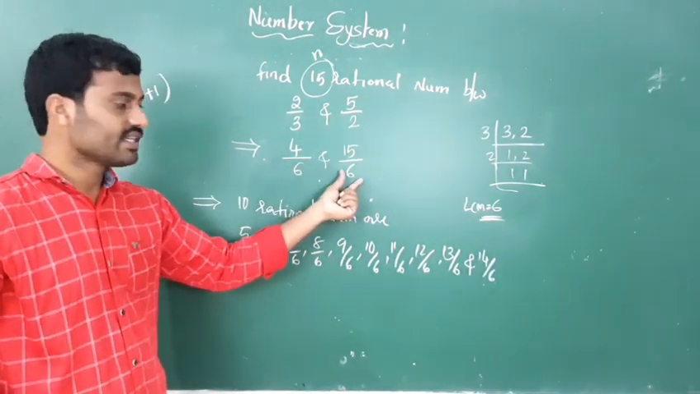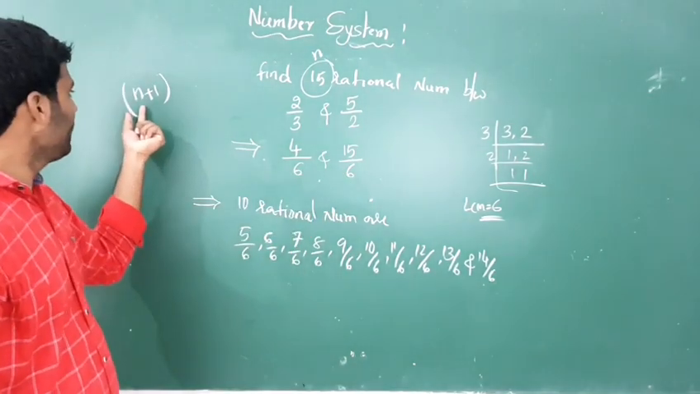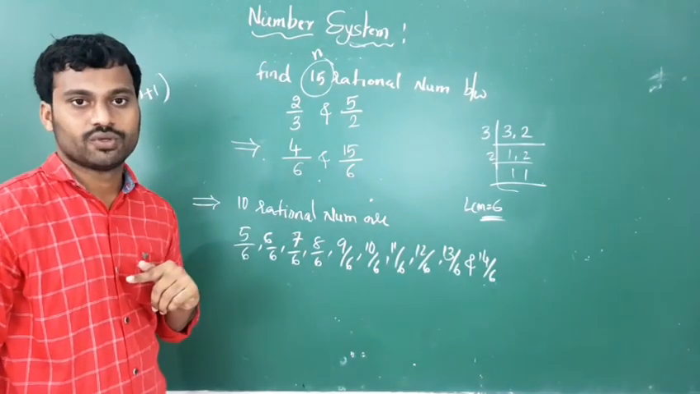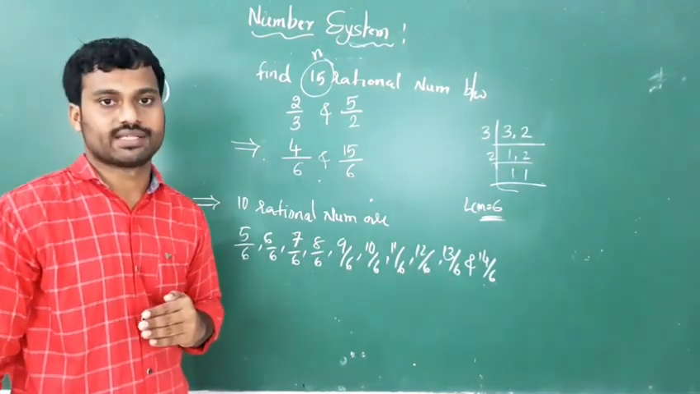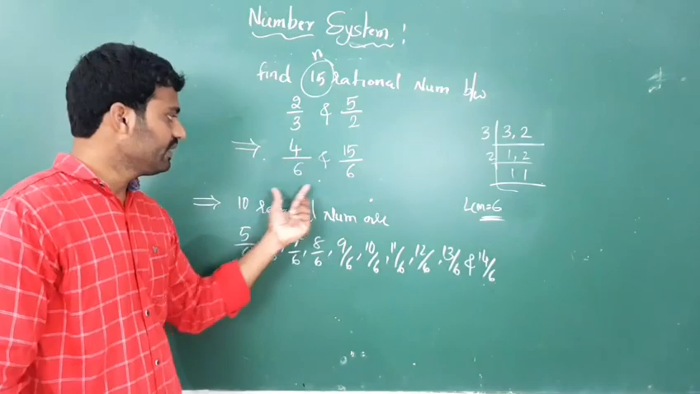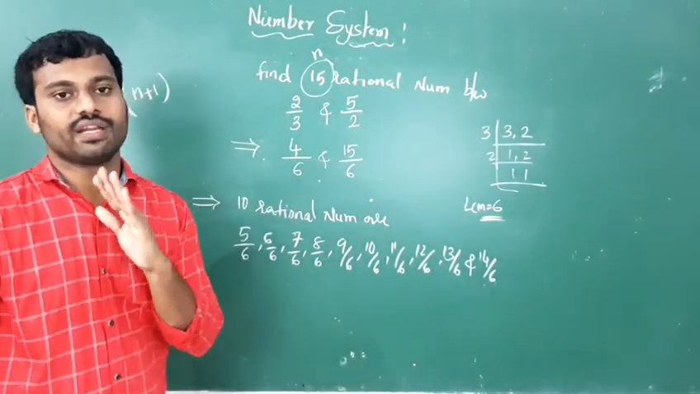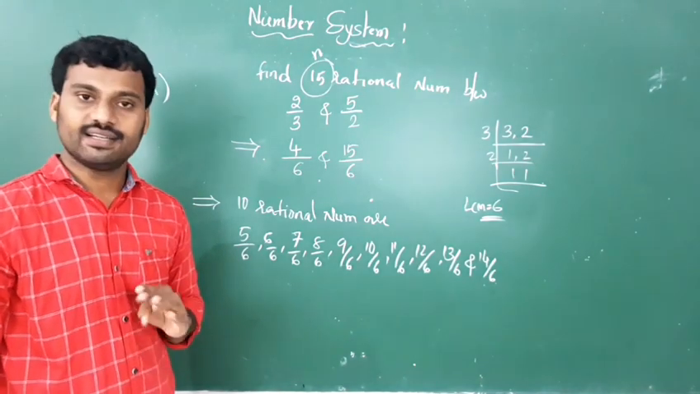Okay, here the denominators are the same, no? You should multiply both the numerator and the denominator by n plus 1, so you will get one more rational number. In between those rational numbers you will make it 15. Definitely you will get 15 numbers. Is it clear or not?